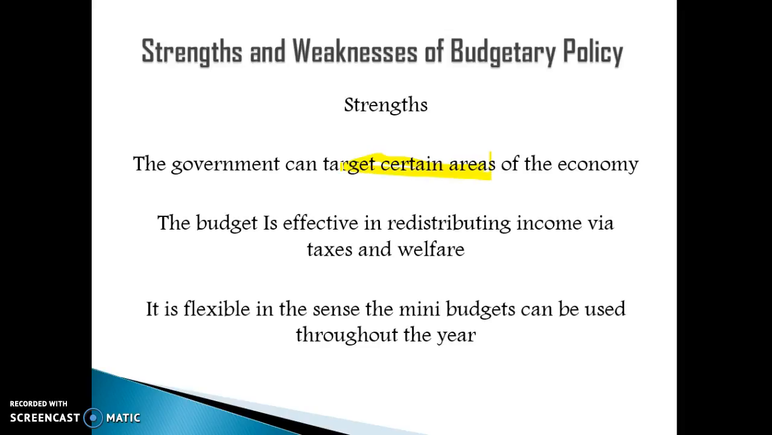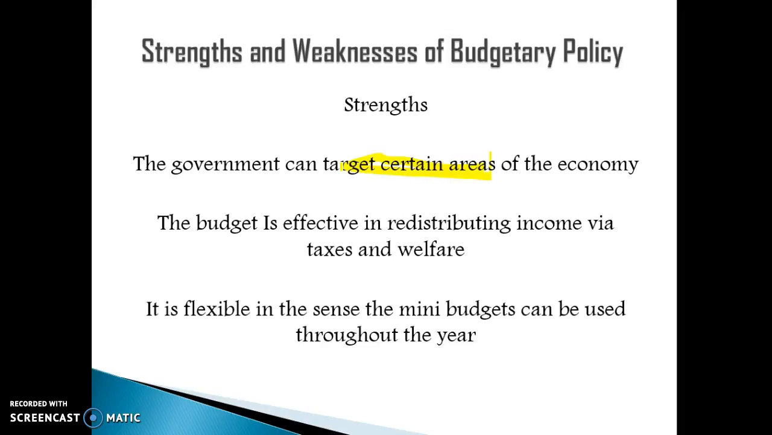So the government can really hone in and target certain areas of the economy if they think there's a problem, rather than with monetary policy that really can just increase and decrease interest rates and can't actually target particular areas of need. If they think there's too many negative externalities associated with pollution, they might target certain industries that are noted for being bigger polluters.